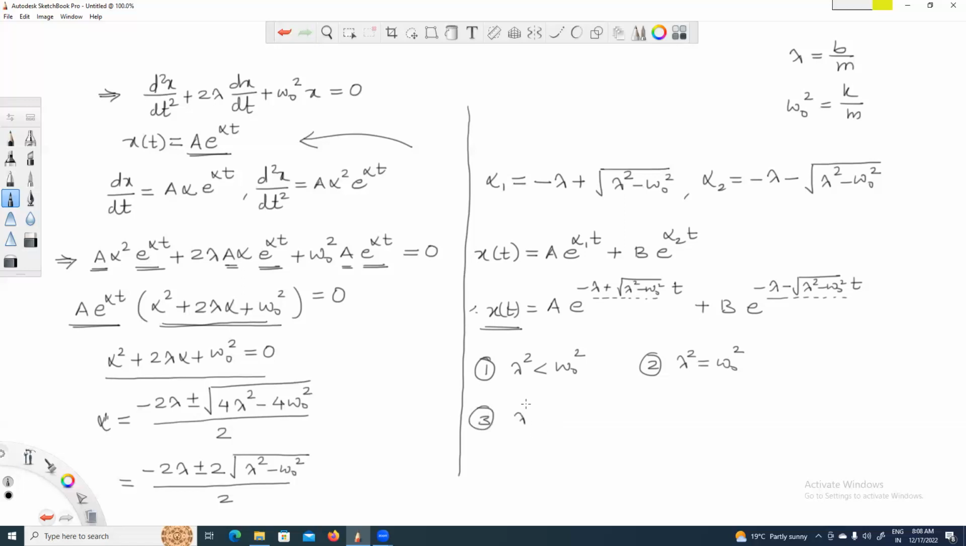The third case is lambda square greater than omega naught square. And this looks more comfortable, I think, right? If lambda square is greater than omega naught square, this is a positive number. I can take the square root of this positive number, so there is no harm, right? So this looks more comfortable to us. So let us discuss these three possibilities here. Okay, so the first one.